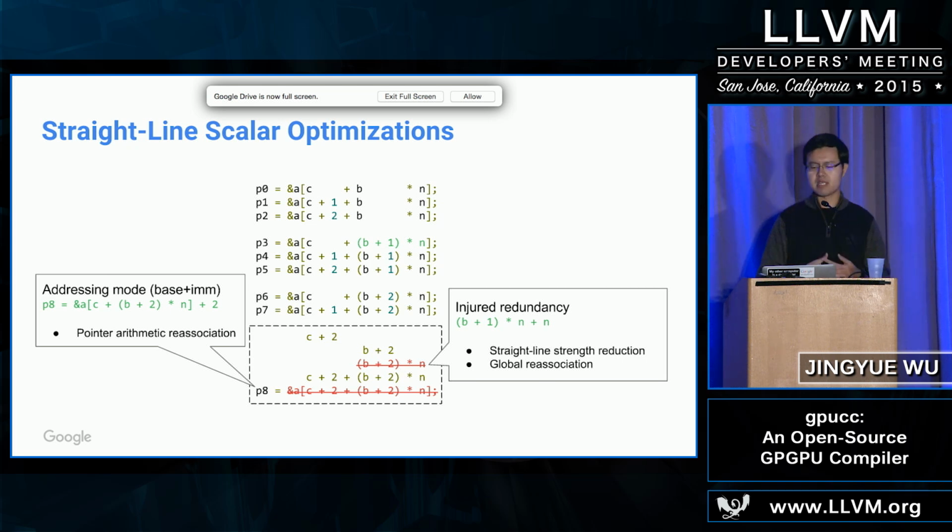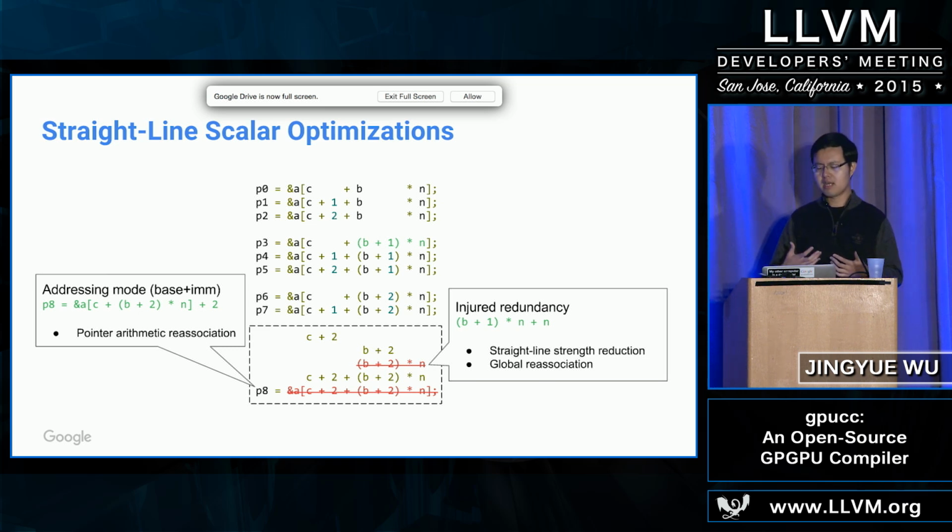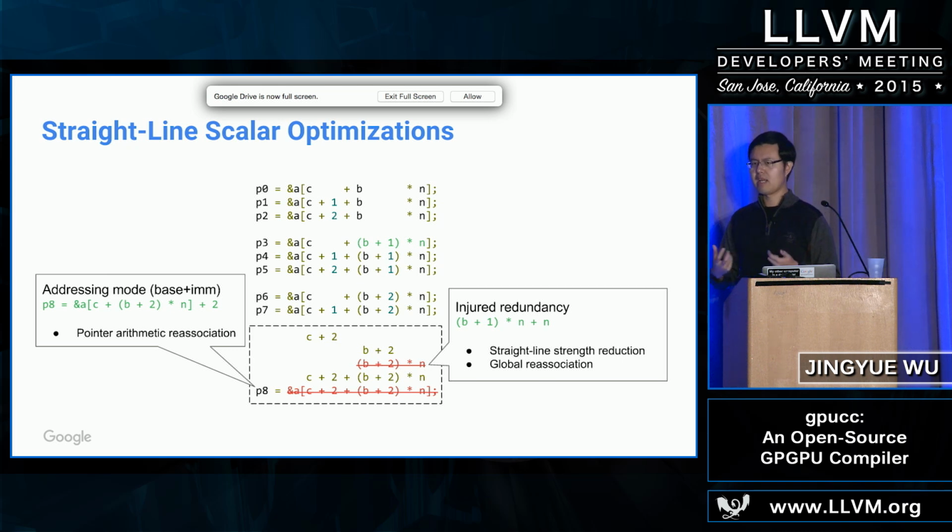And the second opportunity is what I call injured redundancy. It's borrowed from an SSA PRE paper. And it says you have 2 instructions in this example, for example, B plus 2 times n and B plus 1 times n. They're not exactly the same, but very similar. Only the constant part is different. So you can essentially rewrite B plus 2 times n into B plus 1 times n plus n, so that you only need one extra instruction, right? Because B plus 1 times n is already computed in P3.